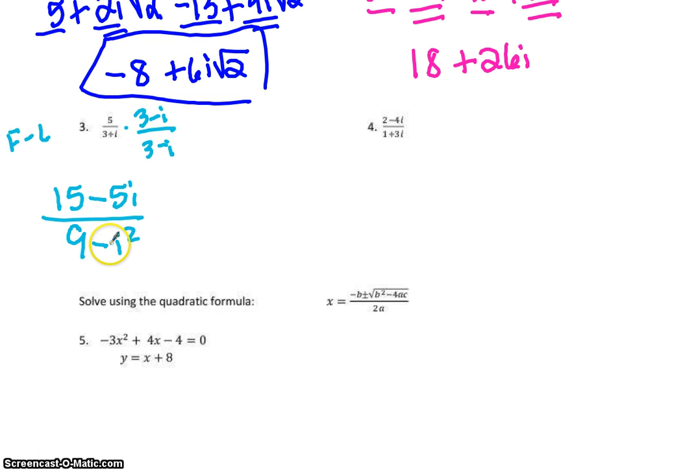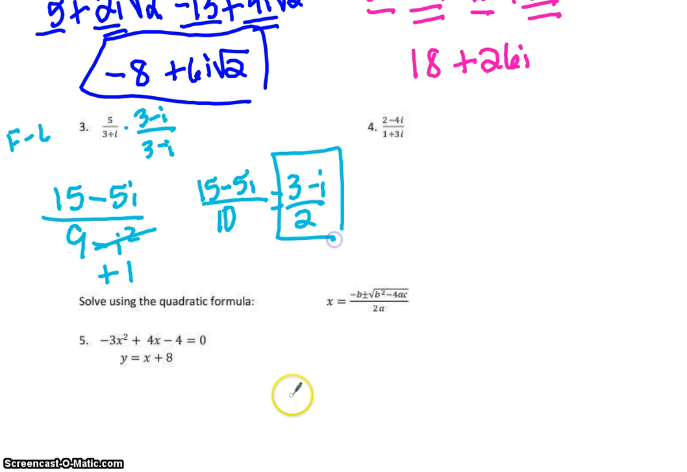Remember that minus i squared gets changed to a plus 1 because it's like minus 1 i squared. So we have 15 minus 5i all over 9 plus 1 is 10. Check and see if it will cancel, and it will. Everything divides by 5. So you have 3 minus i all over 2, and that is your answer.